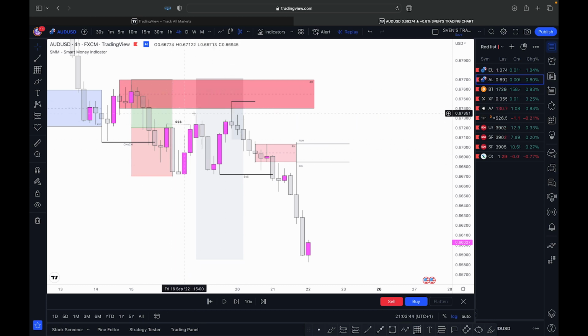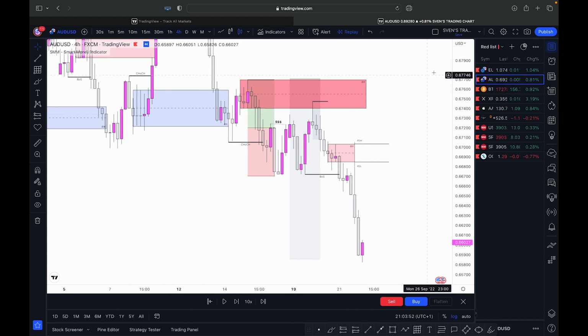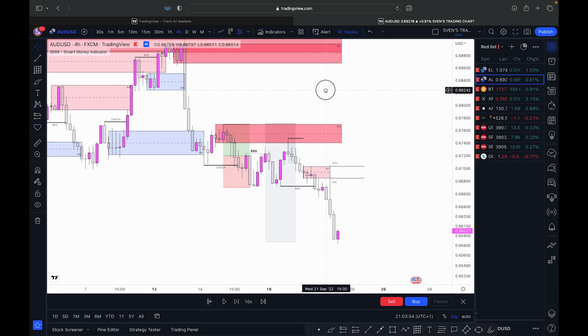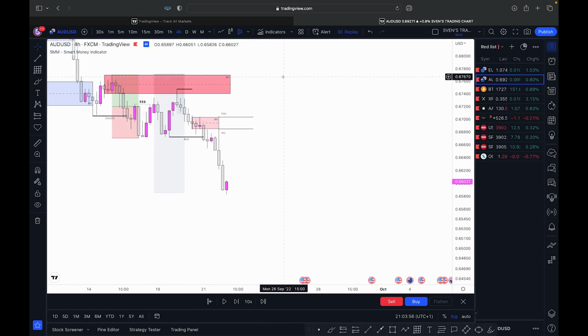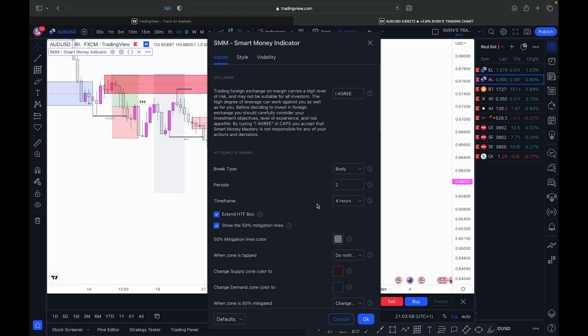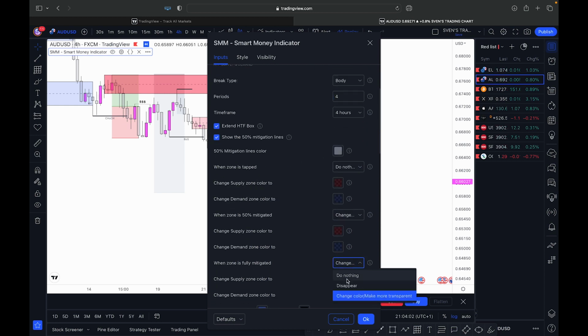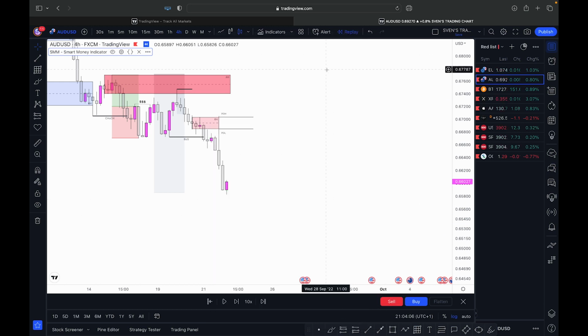Of course, we always like to enter from the premium and discount zones. It depends if we're selling or buying. Hopefully this makes things a bit clearer. And I'm using our own indicator, the smart money indicator. I'm going to put this a bit higher and we'll remove the order blocks over here. And yeah, guys, hopefully this makes things clear.